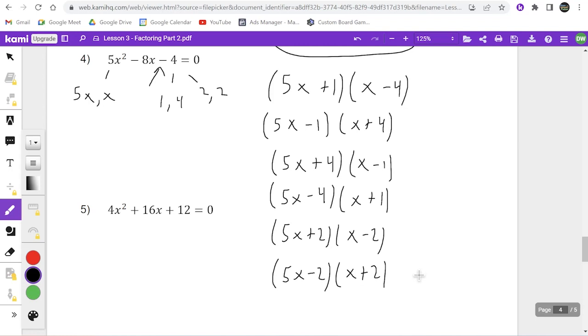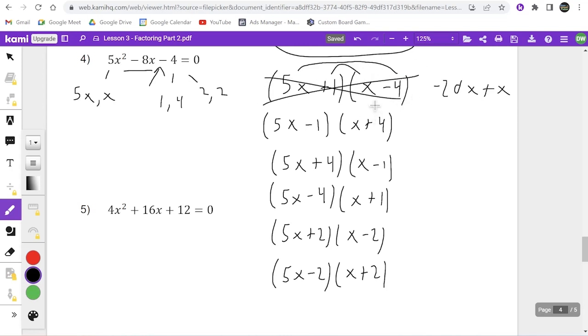Well, here's what I'm going to do. I'm going to look at the inner and the outer. I'm not even going to do the last and the first. In other words, when it comes to foiling, right? Foiling is first, outer, inner, last. I'm saying you don't even need to do that. You just need to check the outer and the inner because you're trying to get negative 8 in the middle. So 5 times negative 4 is negative 20x. 1 times x is plus 1x. That's going to be minus 19x. That's not what we want.